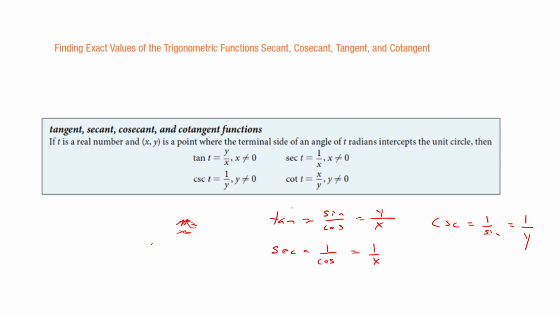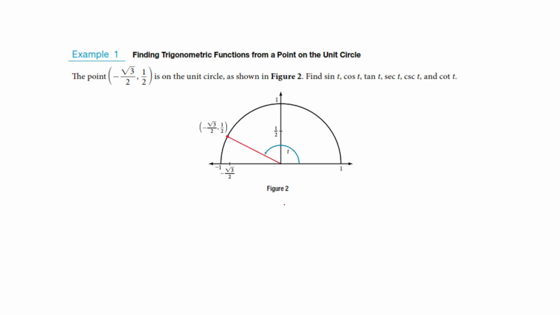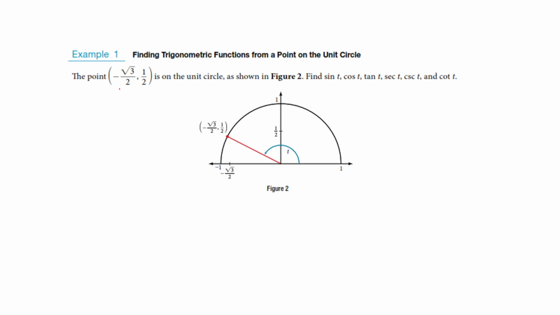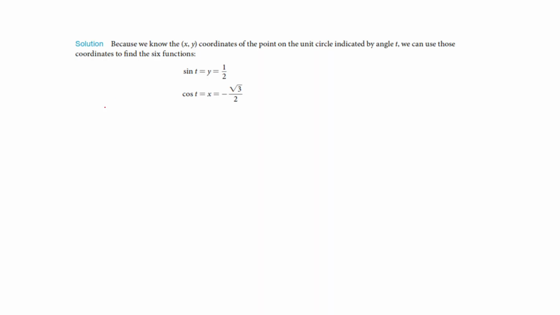So with this knowledge, we can find all of the 6 key trig functions just from the unit circle. So let's take a look at that. Okay, so we have a point on the unit circle. And remember what we said here: the first point is the cosine or the x, the second point is the sine or the y. So I have a value of cosine, negative square root of 3 over 2. Sine is 1/2. And from this basic knowledge, I can get the remaining trig functions.